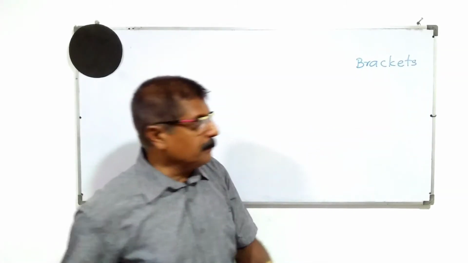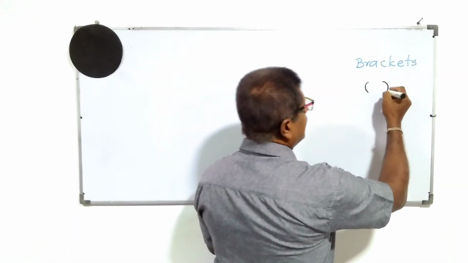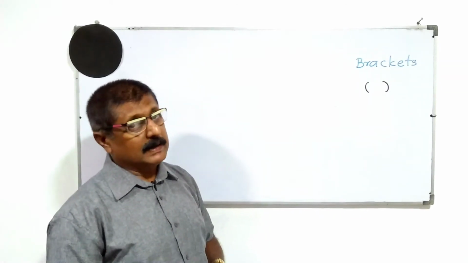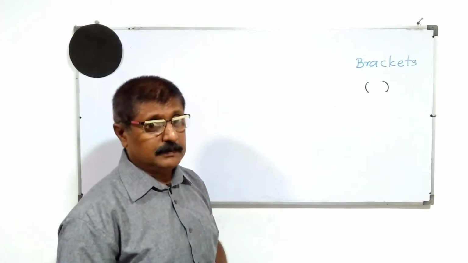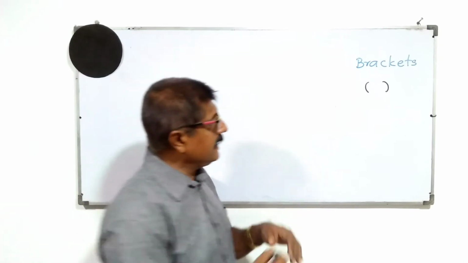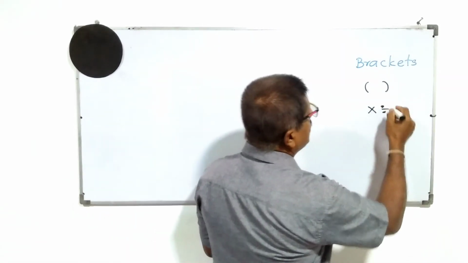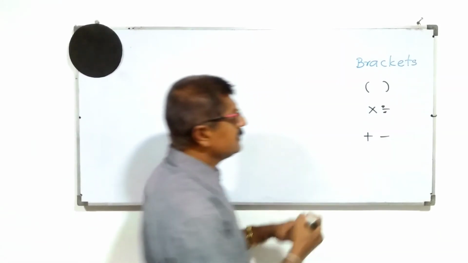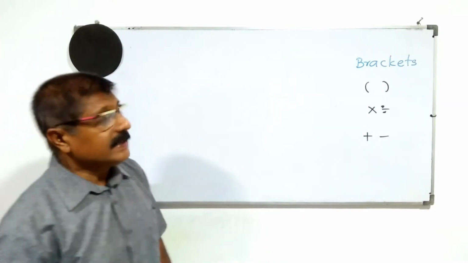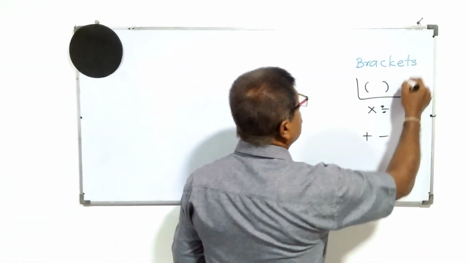Brackets. The most important one. Here you are, like this. That is another sign, but it is not a mathematical operation. It's a sign. Then multiplication and division are there. Subtraction and addition are there. Then we get 3 families.